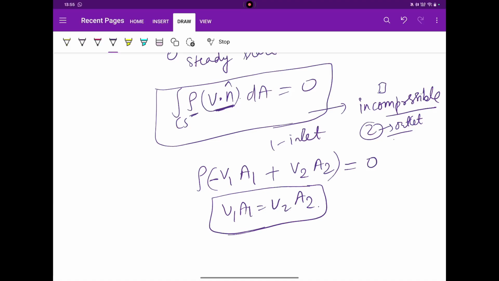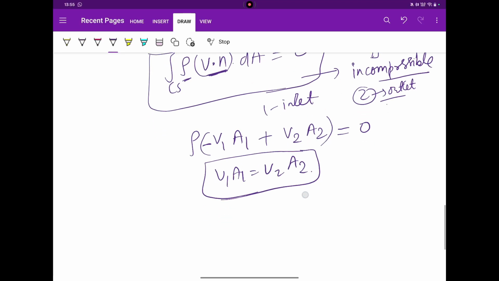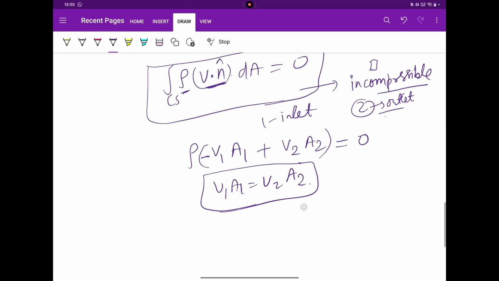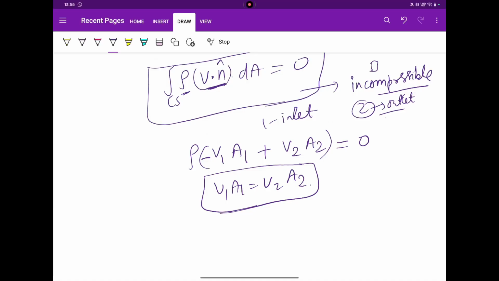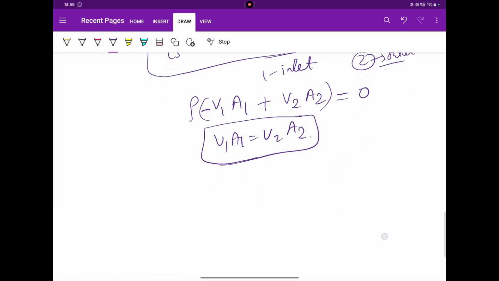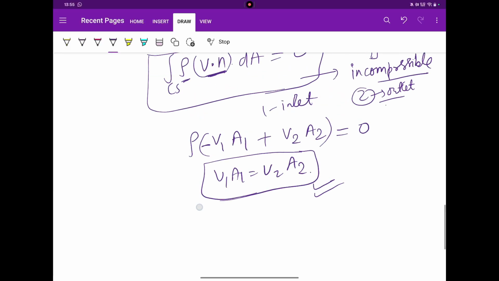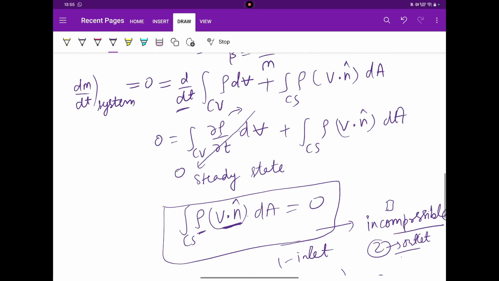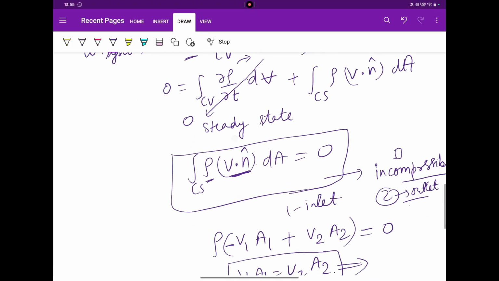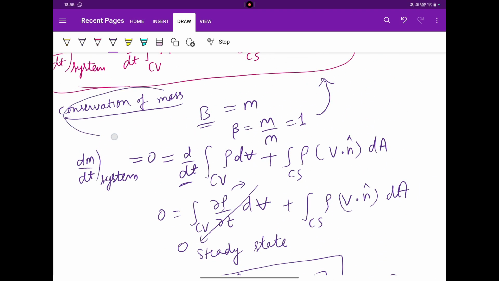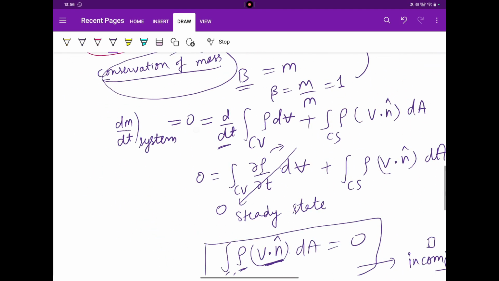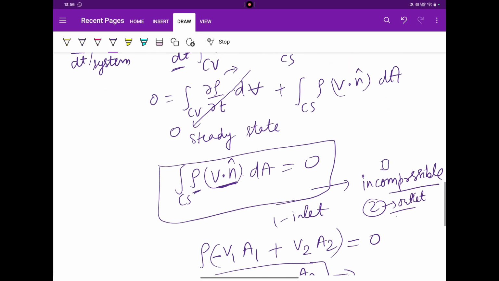Fine. Or if at the inlet rho 1 is there, at the outlet rho 2 is there, but you know that rho 1 is constant at the inlet and rho 2 is constant at the outlet, so you can have rho 1 a1 v1 equal to rho 2 a2 v2. So that you can also do. So this is our continuity equation that we talk about, and this is how you come across it by using conservation of mass and RTT. I will use RTT to derive the Bernoulli equation and Newton's second law in coming classes, coming videos.